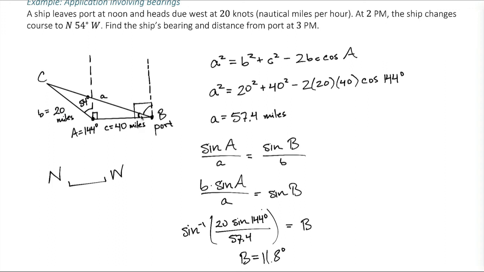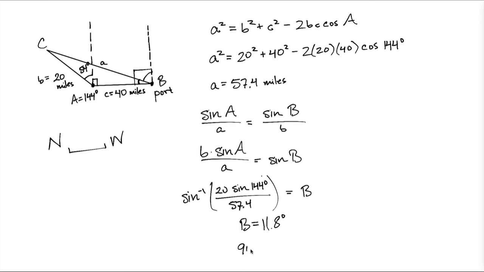All right, now that we have angle B, we're actually looking for this angle here. We found this small one right here, and to get that, we'll subtract this from 90. So our bearing angle will be 90 degrees minus 11.8 degrees, which is 78.2 degrees. And so that's what we fill in over here, 78.2 degrees. So the ship's bearing from port is north, 78.2 degrees west.